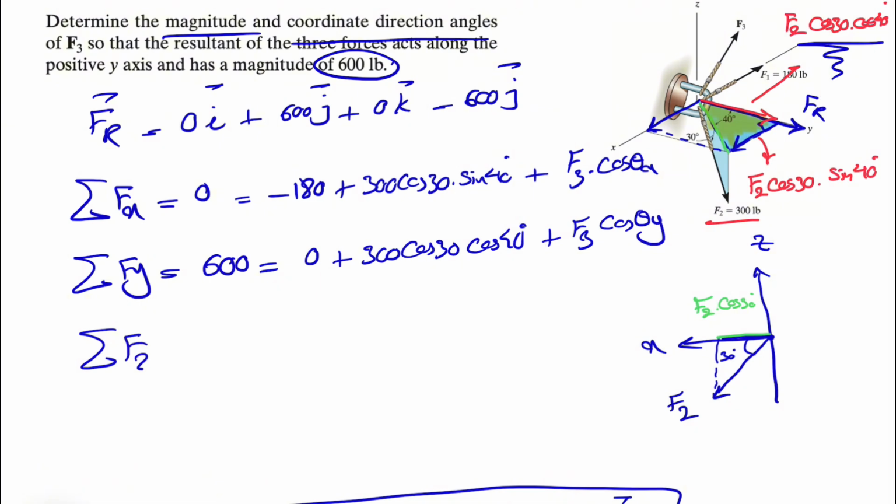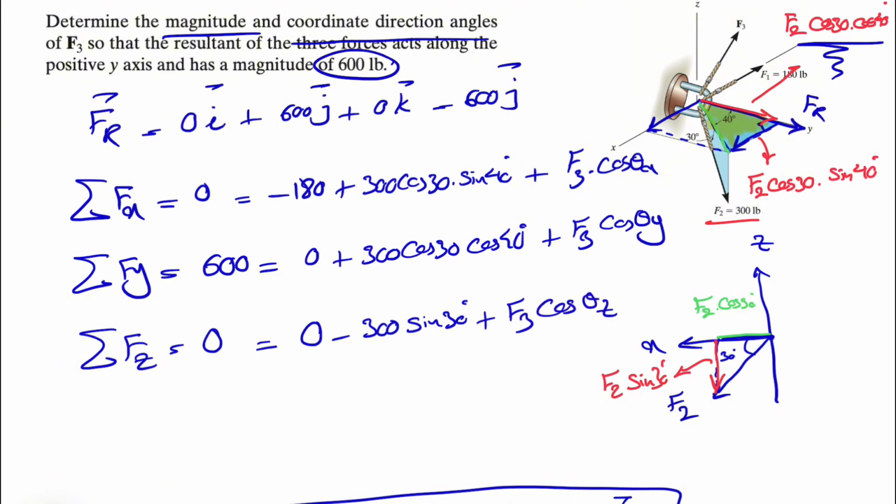Let's move on to the third equation. This will also be equal to 0. F1 doesn't have any z component. We have to find the z component of F2, which is what we have in here. So this would be F2 sine of 30 degrees. And since it's downward and in the opposite direction of z, we have minus. And we know F2 is 300 sine of 30 degrees. And we have plus F3 cosine of theta z.